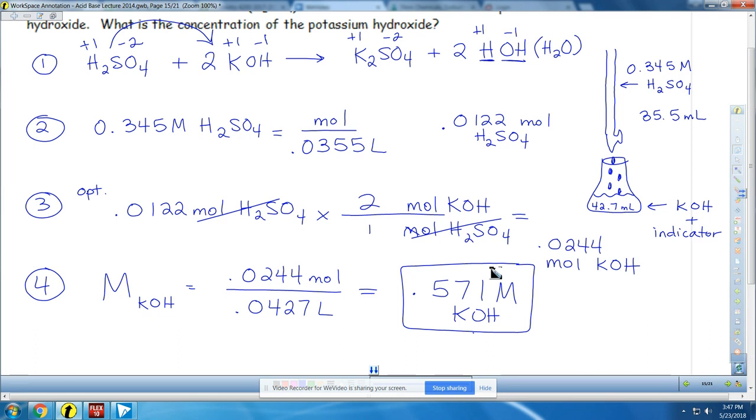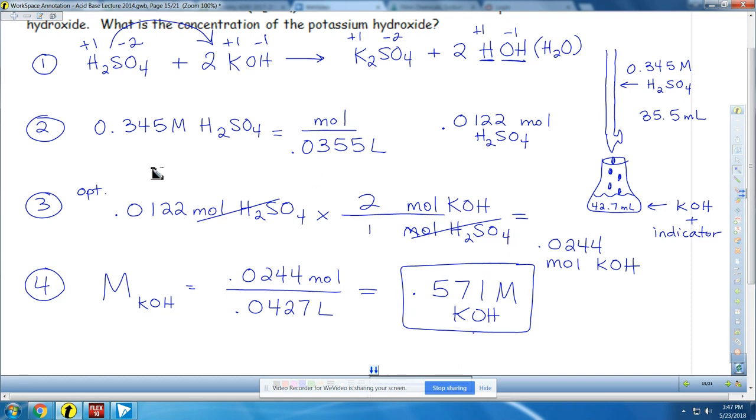Every titration calculation will follow the same pattern of steps. We need the balanced equation. Then we start with the solution of known molarity and volume. We solve it for moles. We consult the ratio in the balanced equation.